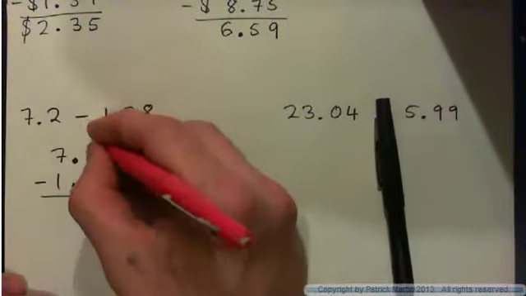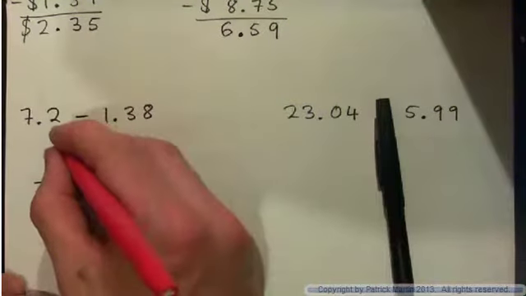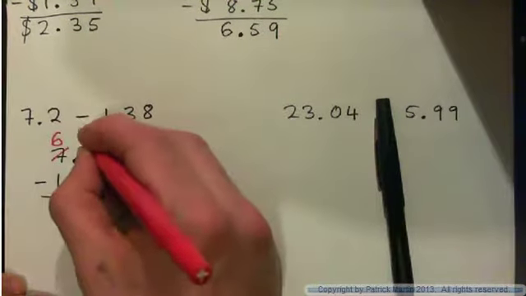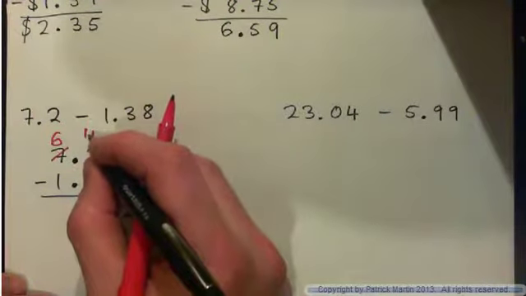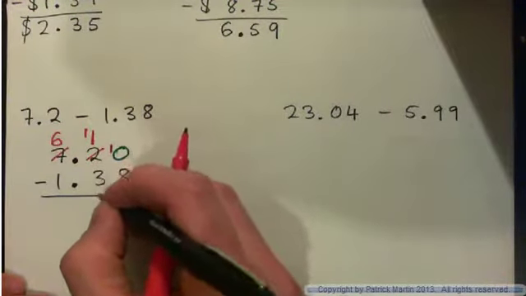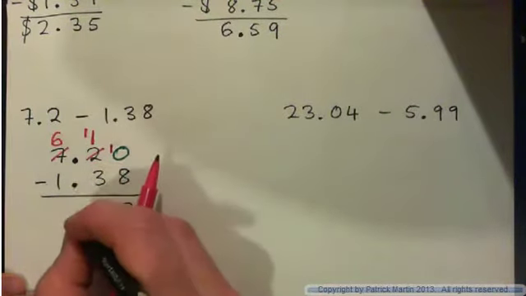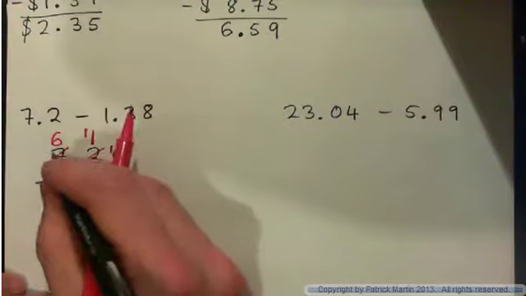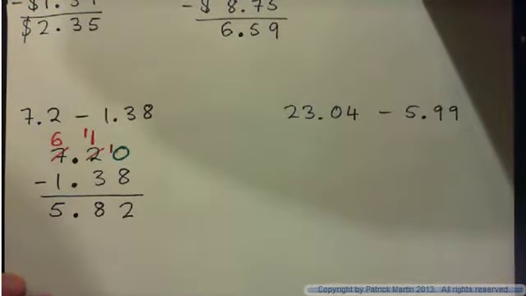And now we try to do 1 subtract 3. That's not going to work. Got to borrow from the 7. It's going to become a 6, and you're going to bring a 10 over here. 11 subtract 3 is 8. Put the decimal point underneath that. 6 subtract 1 is 5. Okay?